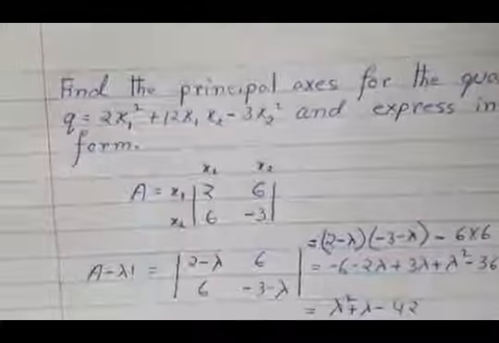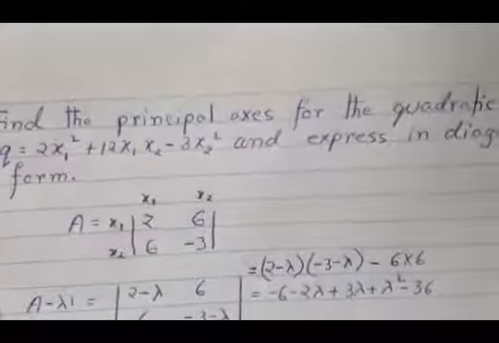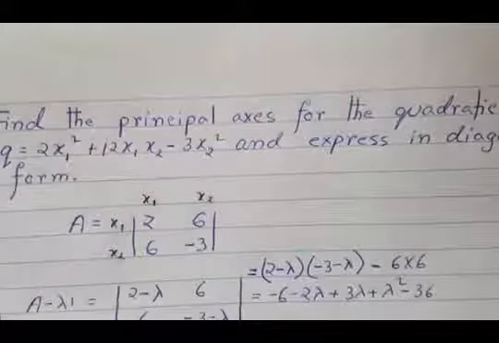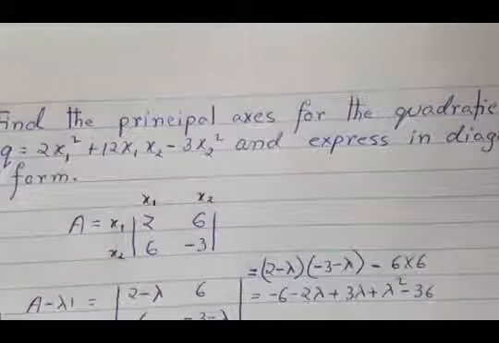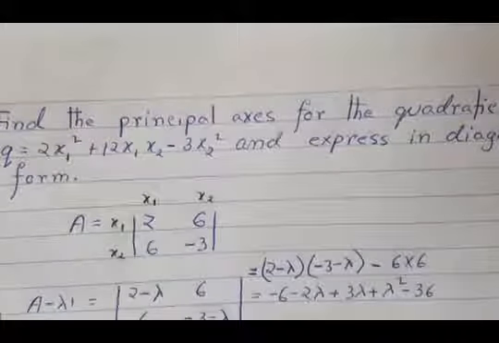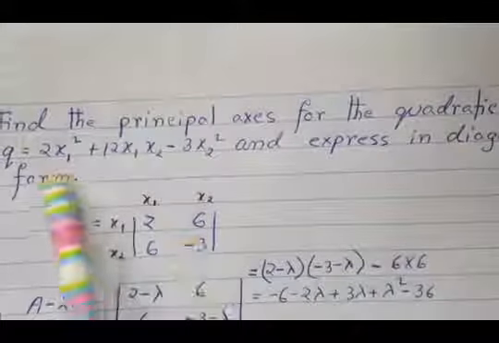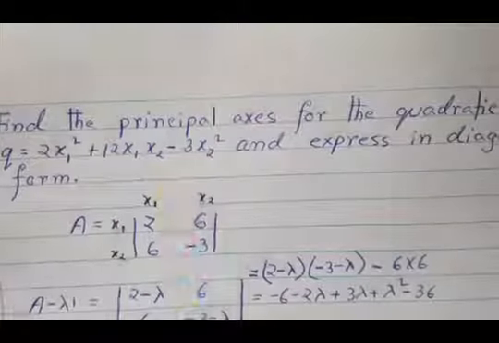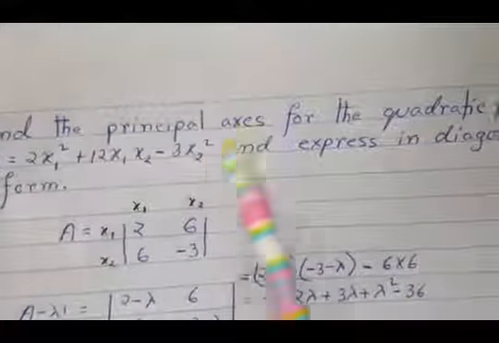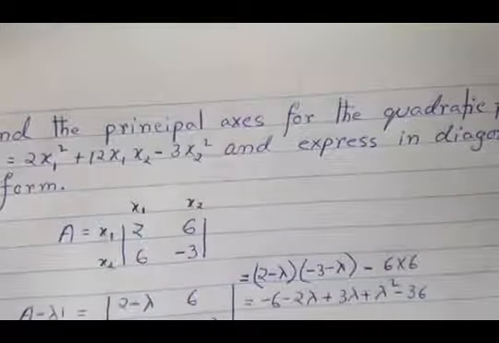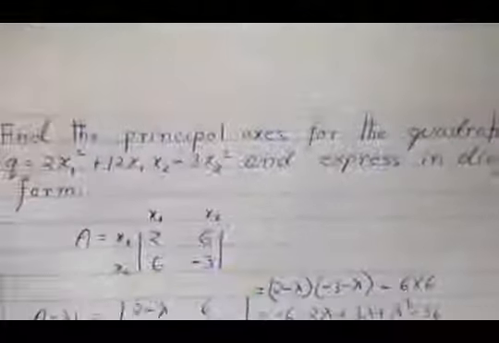Hi, in this video I try to show you how to find the principal axis from the given quadratic form. This is actually a linear algebra question. They will give you a quadratic form like this, and you need to find the principal axis of this equation. Also, you need to express it in diagonal form.